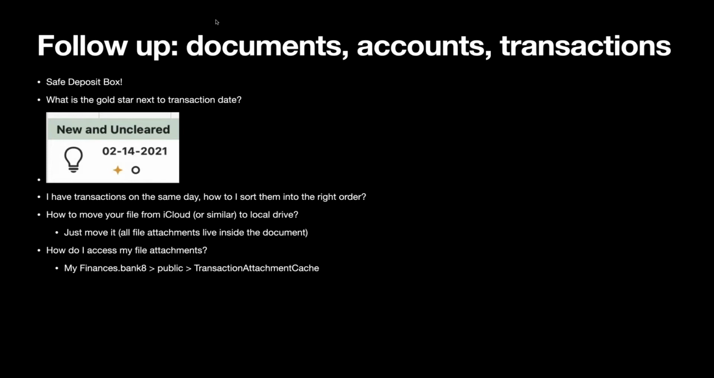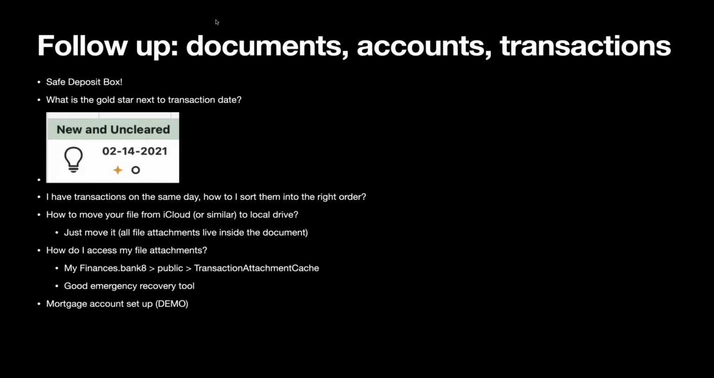see a folder called Public. That's for you all to look at, and if you open that up, then you'll see one called Transaction Attachment Cache, and in there you will find all of your raw files. So if you ever need to get access to them outside of the app, that's how you can do it. Right? It's a good tool if you ever have to do some kind of emergency recovery.